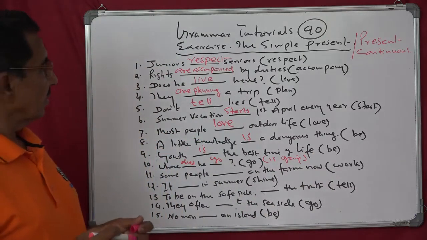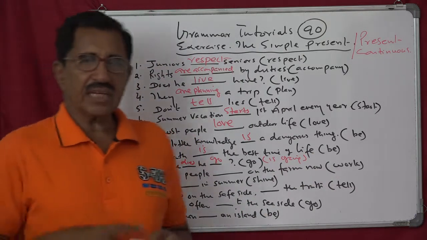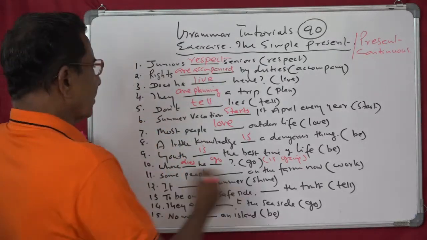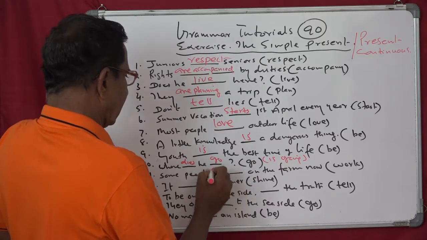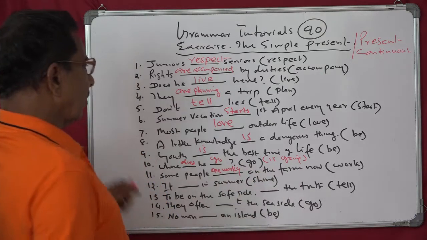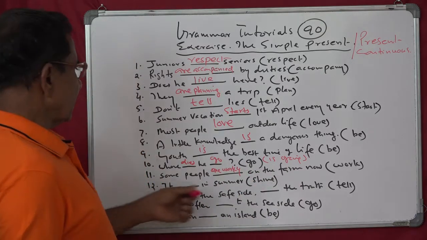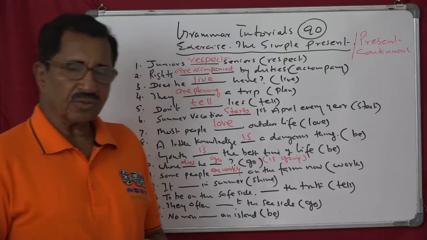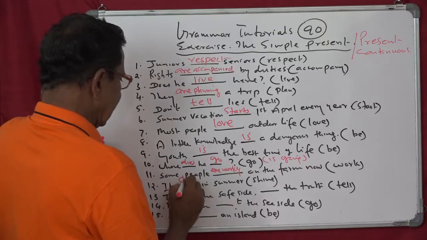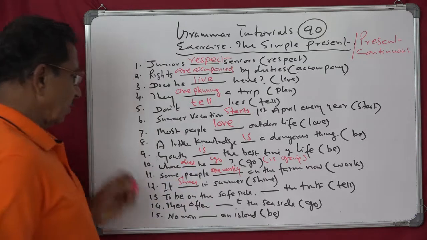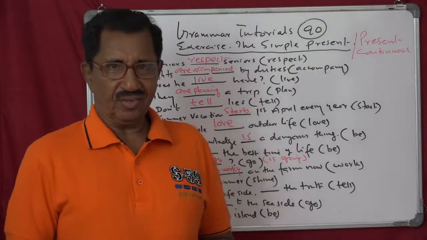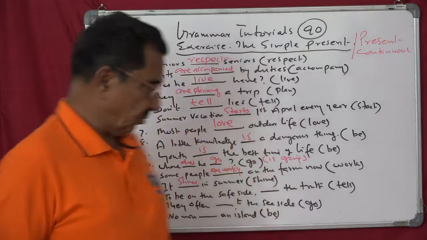Some people are working on the farm now. Very clear, this action is going on now, and that is present continuous. Some people are working on the farm now. In summer, again a general truth, it shines in summer. Isn't it? And to be on the safe side, again a general truth, tell the truth.